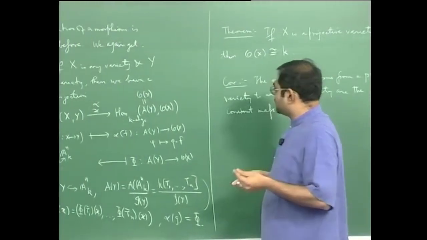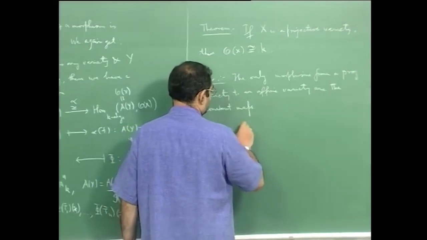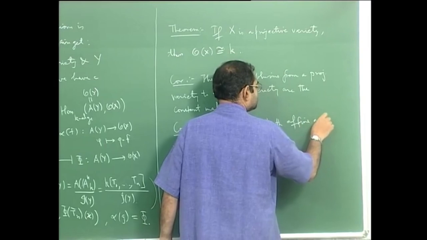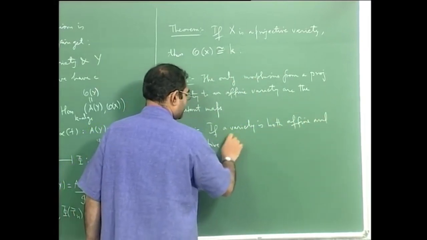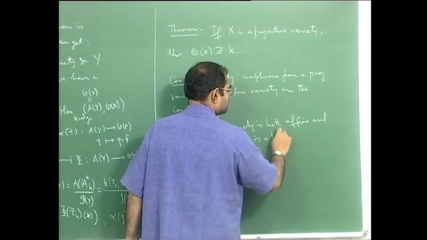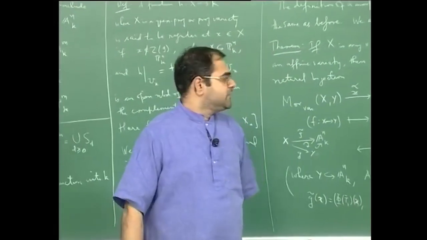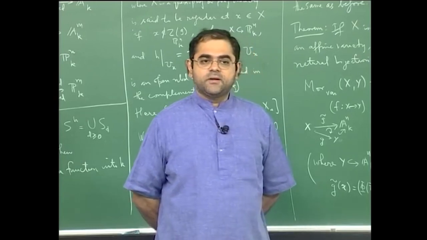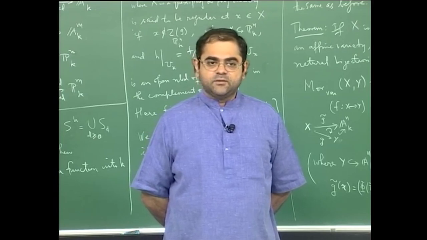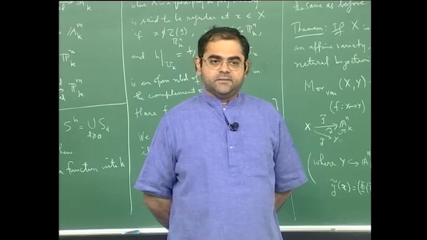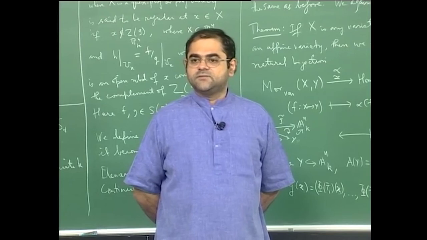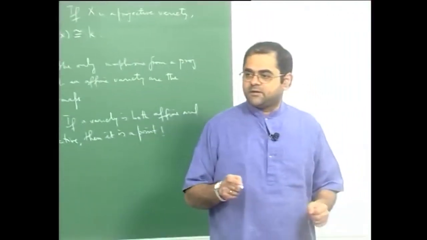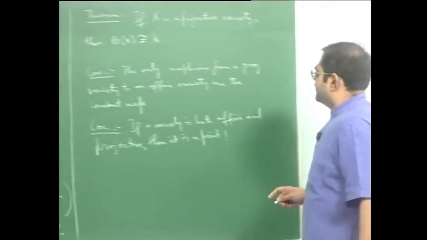Another corollary that you can get is that if a variety is both affine and projective, then it is a point. This is also something you can easily realize, because if the variety is projective, then its global regular functions are just constants. And if it is an affine variety, for what affine varieties will the ring of regular functions be just the constants? Only singletons, which consist of points. So if you put the condition affine and projective on a variety, then you are reducing it to a point. So these are two easy corollaries of these two theorems.